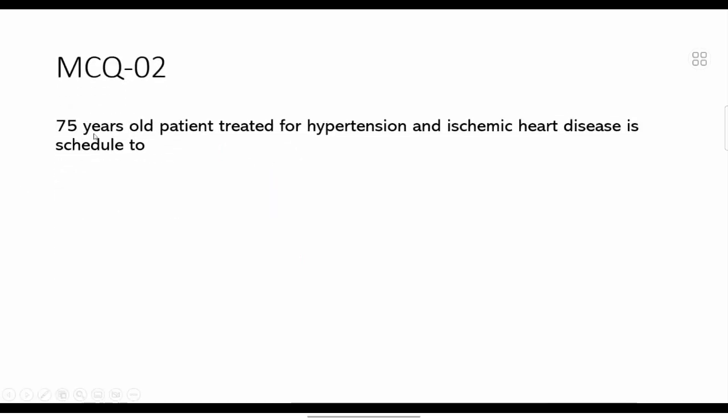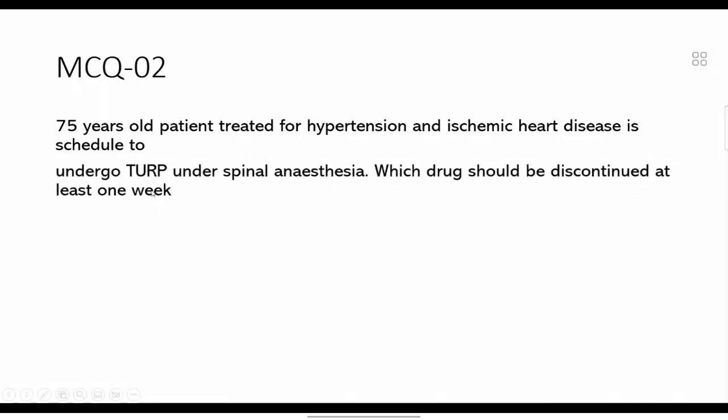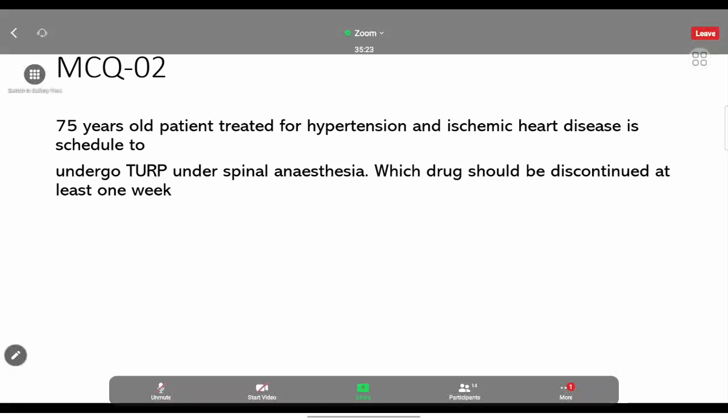A 75-year-old patient treated for hypertension and ischemic heart disease is scheduled to undergo transurethral resection of prostate under spinal anesthesia. Which drug should be discontinued at least 1 week? I think I have forgotten that. Here I will tell. So drug modification. Drug modification is very, very important if you are going for surgery. There are certain drugs we have to modify.